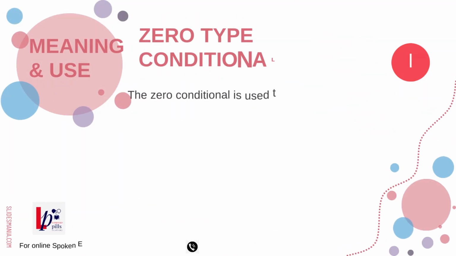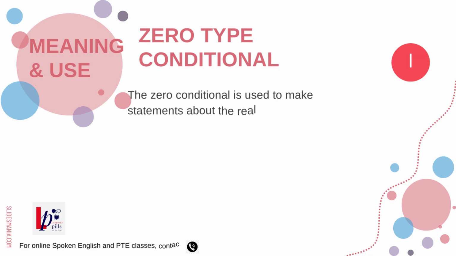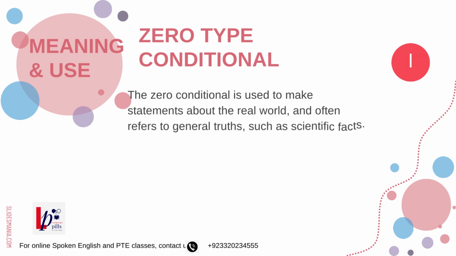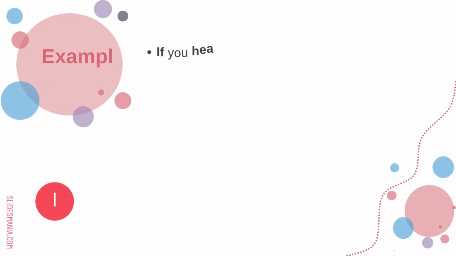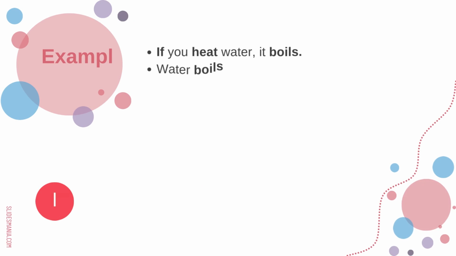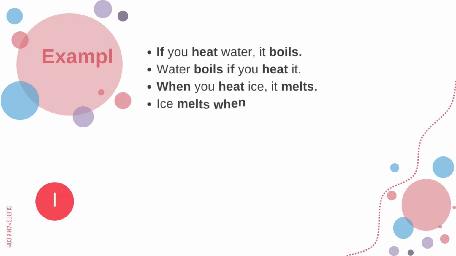Zero-type conditional. A zero-type conditional is used to make statements about the real world and often refers to general truths, such as scientific facts. In these sentences, the time is present or always, and the situation is real and possible. Examples: if you heat water, it boils. Water boils if you heat it. When you heat ice, it melts. Ice melts when you heat it.